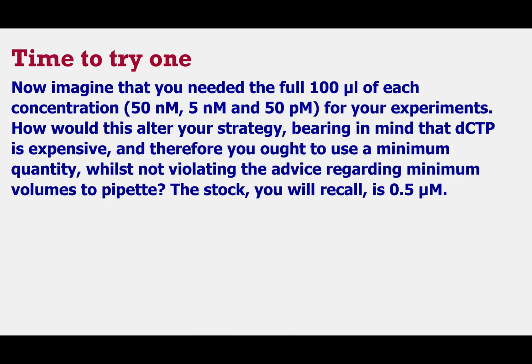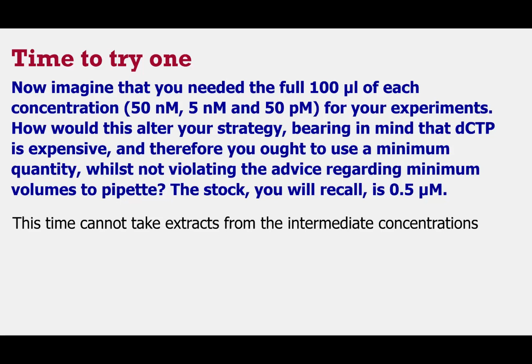In this particular scenario then, the difference is that we're being told that we need our full 100 microlitres of each intermediate solution. So we can't draw from those to make the more dilute solutions. So what are we going to do in this particular case? What I would say therefore is that you need to consider each of the different steps in turn.